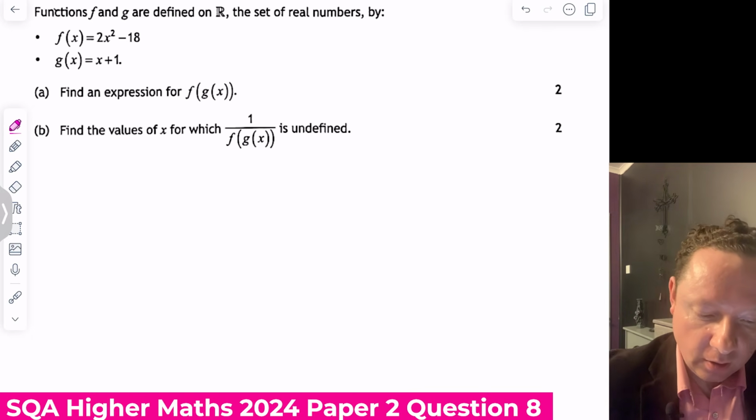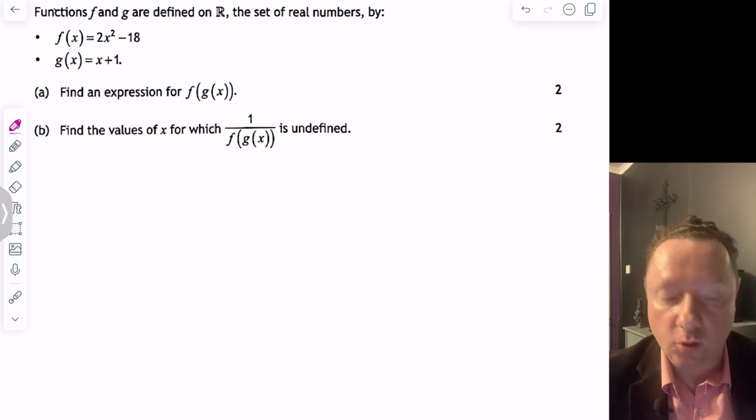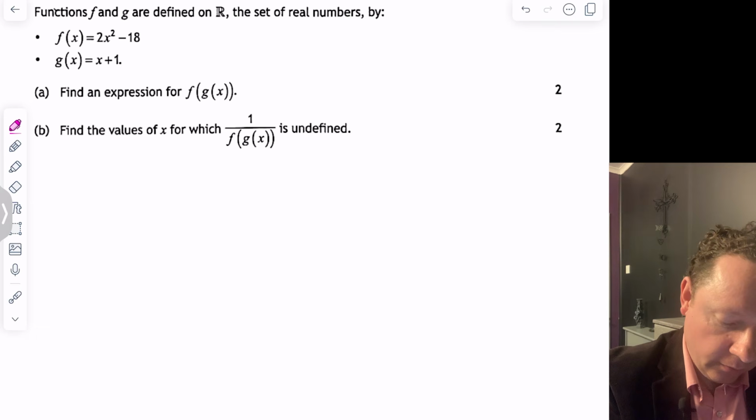SQA Higher Maths 2024 Paper 2 Question 8. Functions f and g are defined on R, the set of real numbers, by f of x equals 2x squared minus 18, and g of x is x plus 1. Find an expression for f of g of x.